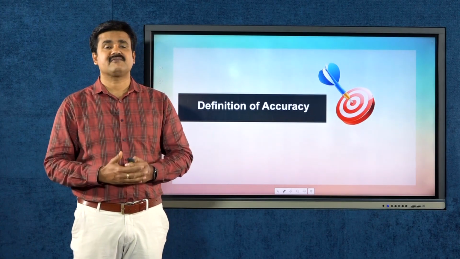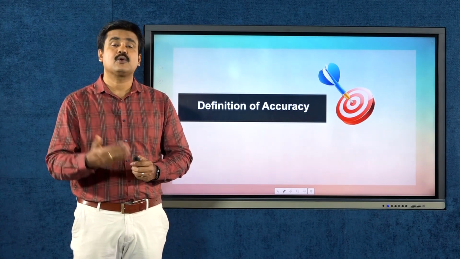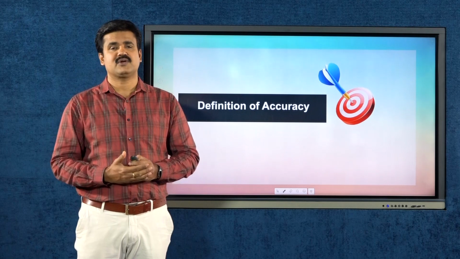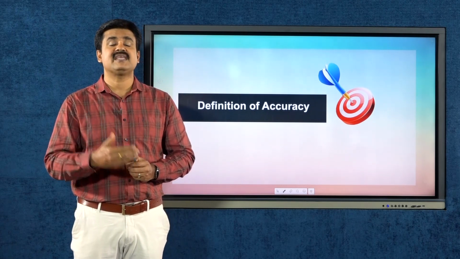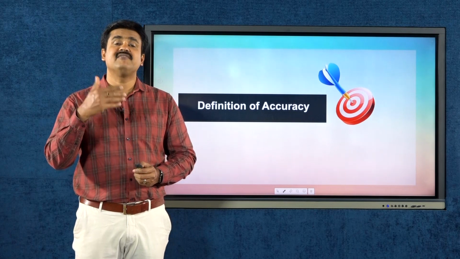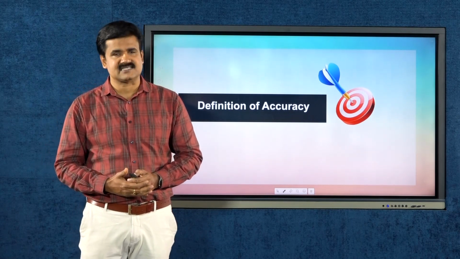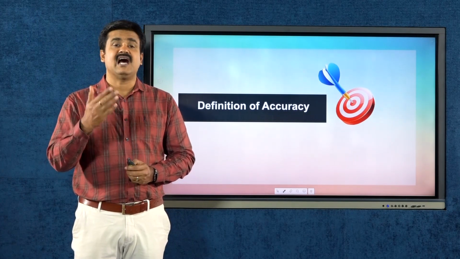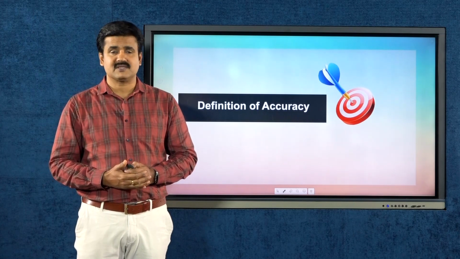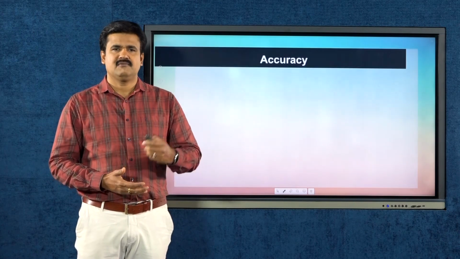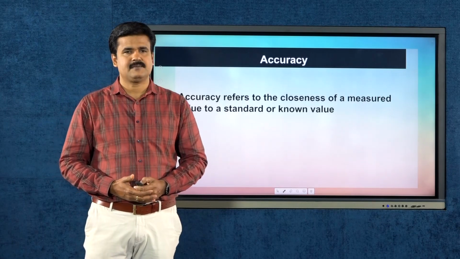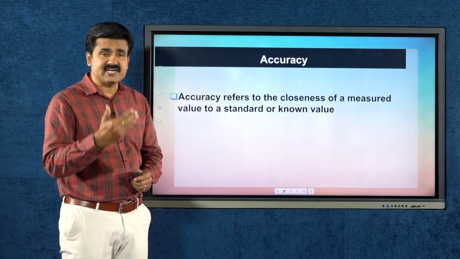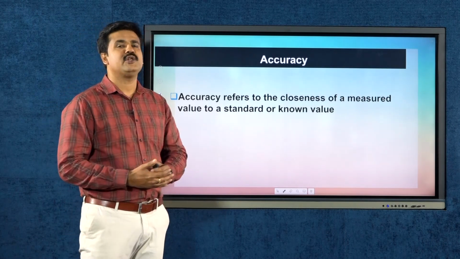We are all familiar with the terms accurate result, inaccurate result, precision, etc. All these terms are highly important as far as quantitative chemical analysis is concerned, or every kind of measurement in science is concerned. So, we have to consider accuracy and precision and various factors influencing accuracy in more detail. First of all, the definition of accuracy. Accuracy refers to the closeness of a measured value to a standard or known value.